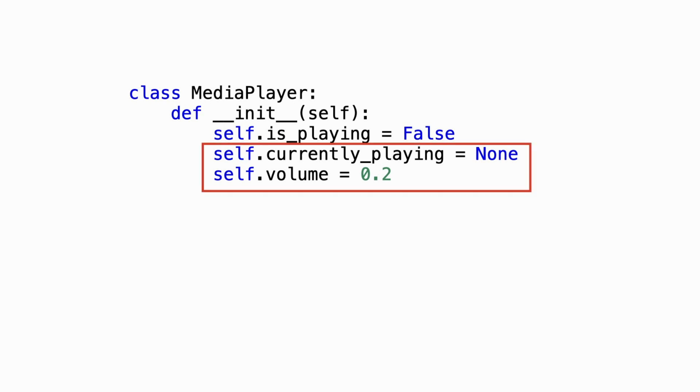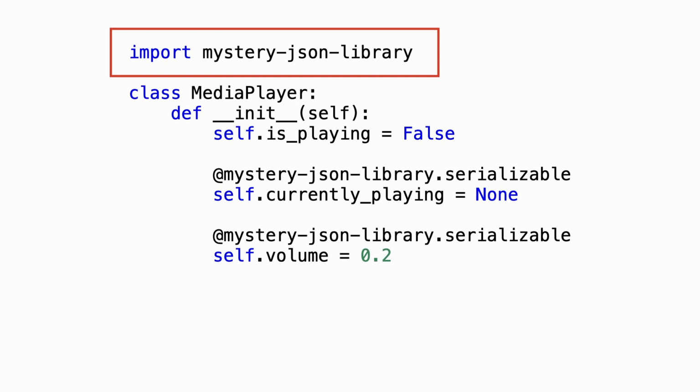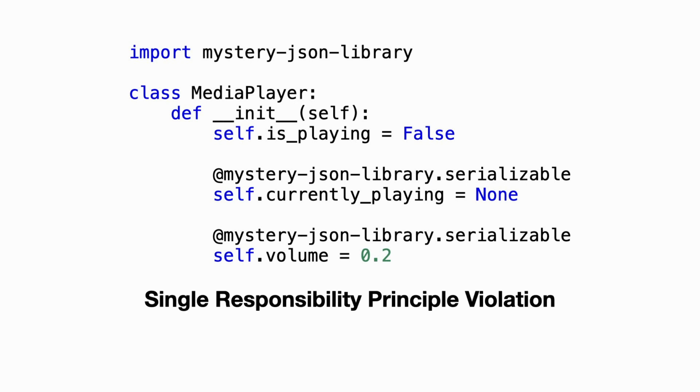For example, what if I only want to save these two attributes instead of the complete object? Well, there are a few options to do this. One of them is to use a JSON library that can do this by annotating attributes that need to be serialized. But for this, the core class of this app suddenly has a dependency on a third-party JSON library. And there is another problem. The Media Player class suddenly has two responsibilities: playing media and serialization. This violates the single responsibility principle.